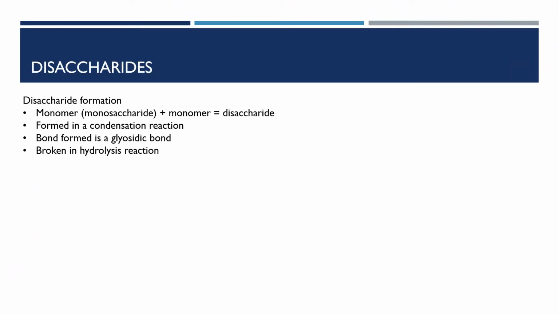Disaccharides. Now, how is a disaccharide formed? Well, like in the previous video where I explained how two monomers make a di, it's the same with disaccharides. Two monomers of sugar form a disaccharide, formed in a condensation reaction, and the bond that is formed between these two monosaccharides is called a glycosidic bond. And in order to break the bond, you need to do a hydrolysis reaction, which if you don't know what that is, you should check out my last video.